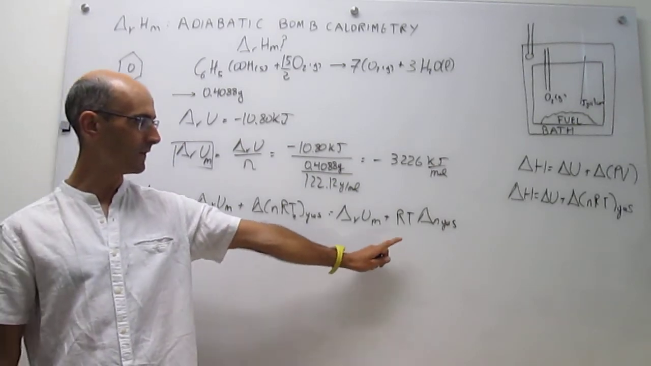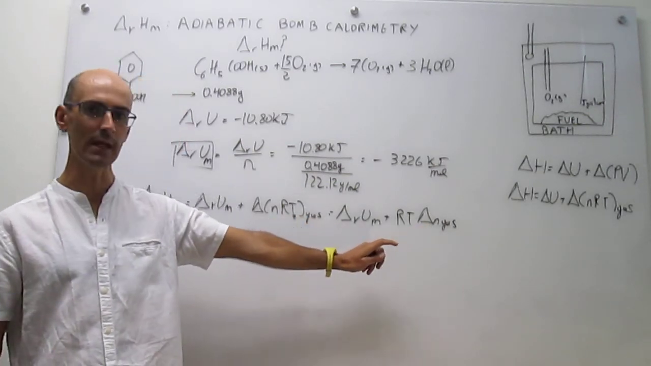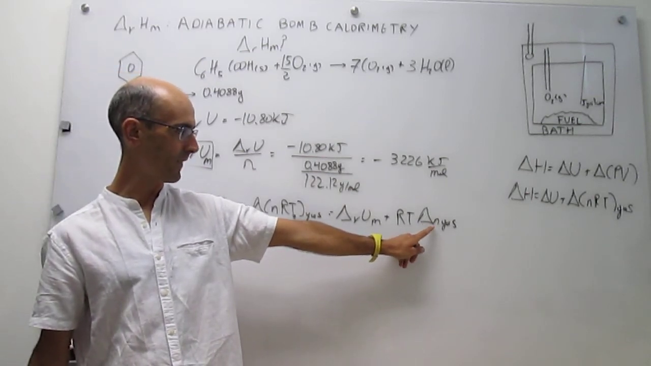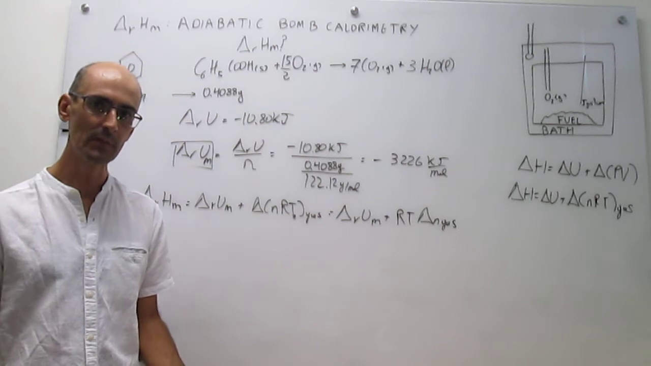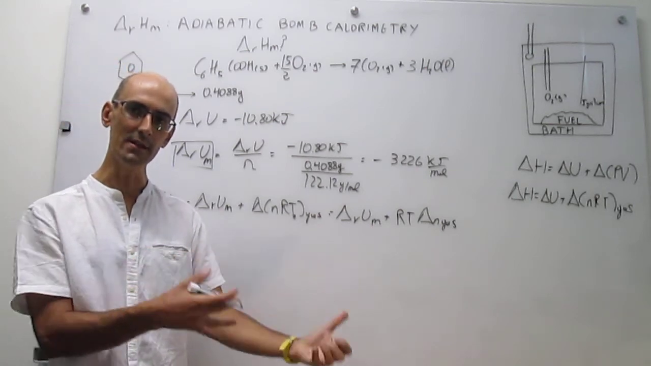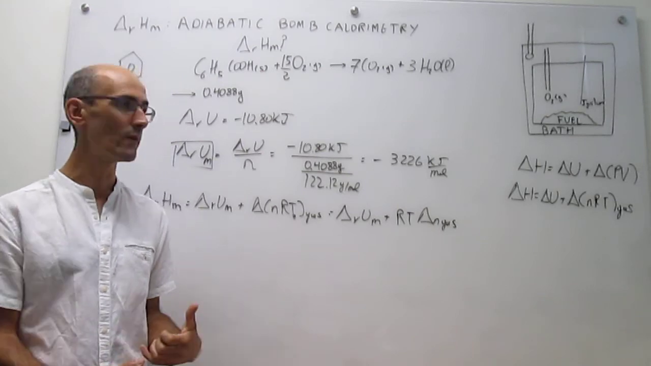Right, so really the only thing that you have to do for the transformation between enthalpy and internal energy is to figure out what that delta n of the gas is. Okay, and that simply has to do with the amount of moles of gas that you have at the end of the reaction and at the start of the reaction.